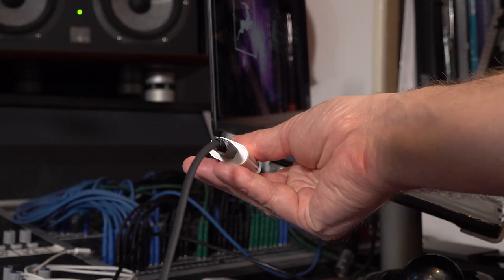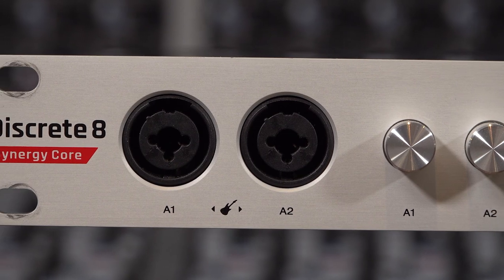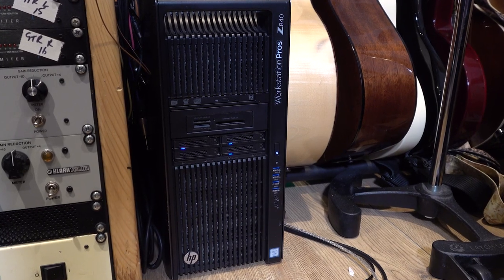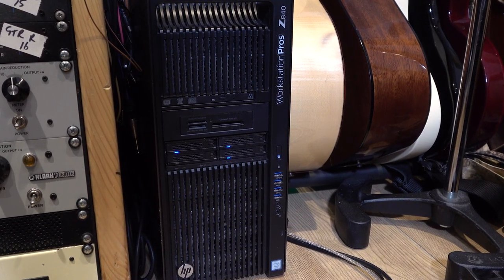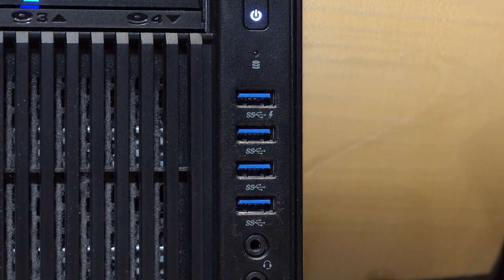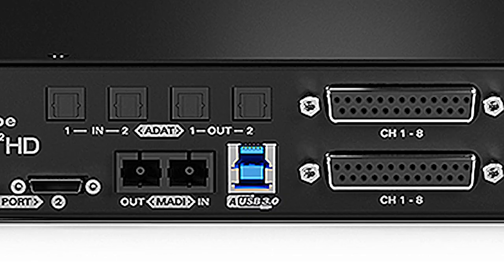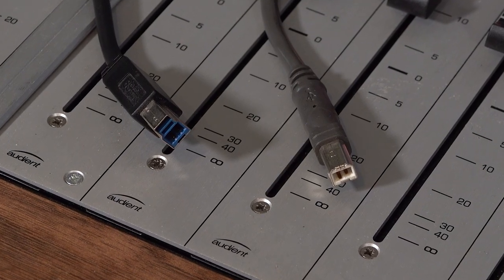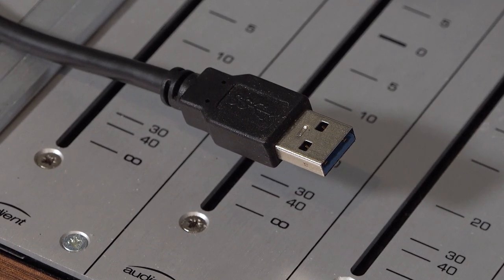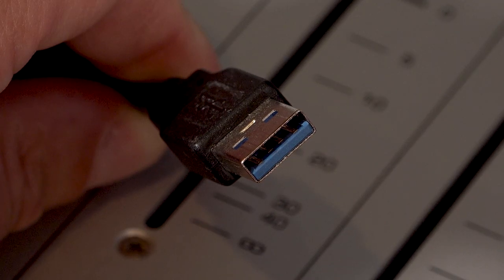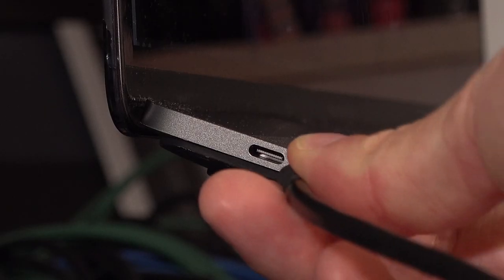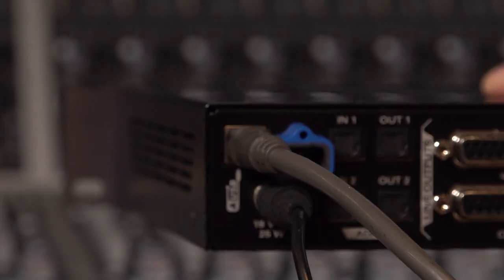This adapter is fully bidirectional, allowing us to connect a Discrete 8 to a new MacBook Pro or an Orion Studio Synergy Core to an older Windows PC. If your computer does not have Thunderbolt, there's a fair chance it does have USB. There are two different USB formats supported by Antelope interfaces, USB 2 and USB 3. The cables at the device end do look slightly different, but the B-style connector that goes into your machine looks exactly the same. USB 3 can be easily identified as both the plug and the socket have a blue inner lining. So that's got the computer hooked up, let's get some audio in and out of our interface.